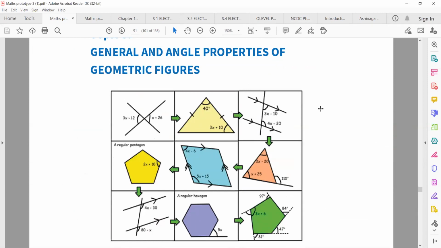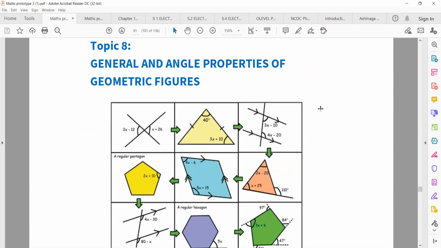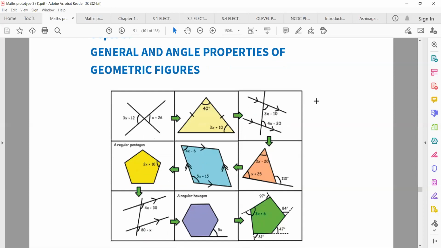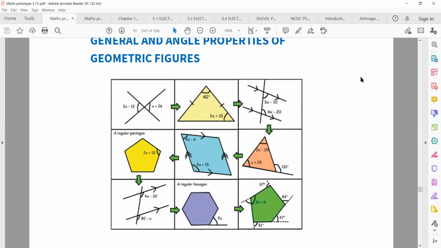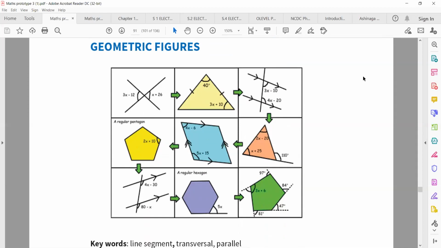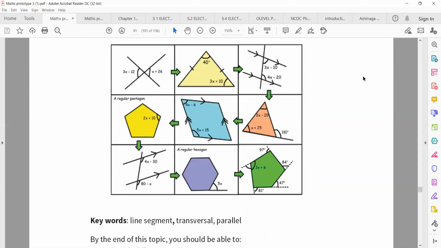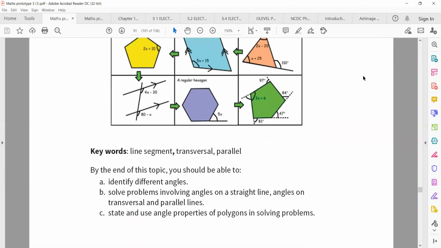Okay, so today we'll be looking at topic 8, and we are looking at the general and angle properties of geometric figures. According to that illustration, you can see the different geometric figures we are going to be interacting with in accordance to those angle properties. So in this topic, you're expected to know the following.